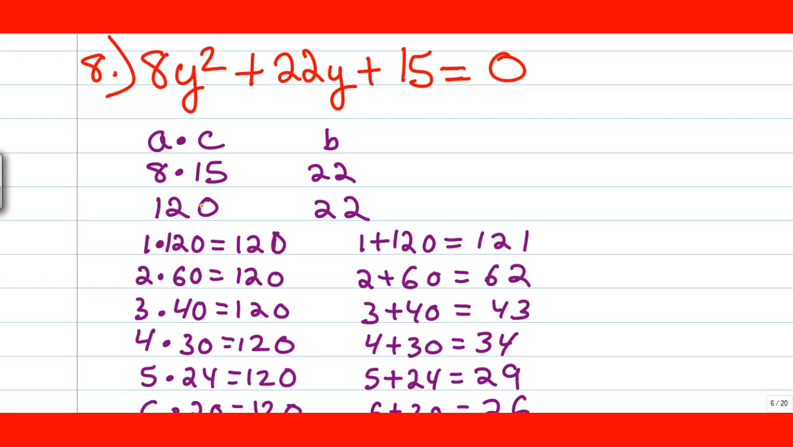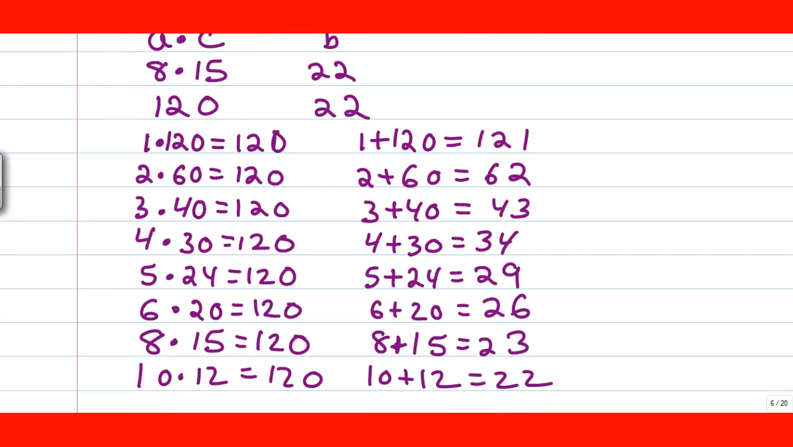Now I need to find a pair of factors that when multiplied together create a positive 120, but when summed together create a positive 22. So I've set up two lists here. And for this kind of problem, you're not going to need to run a list quite as long as what I'm going to show you here, but I'm going to run every single set of factors just as an example so we can see how this method works.